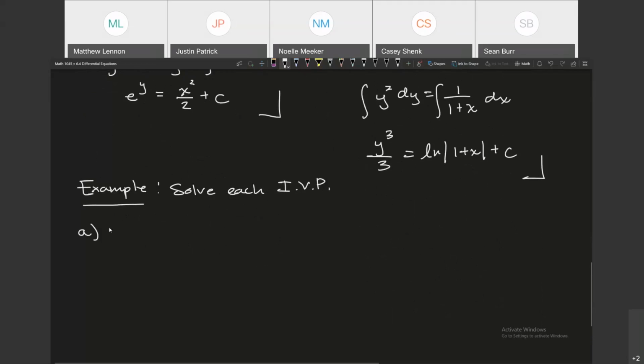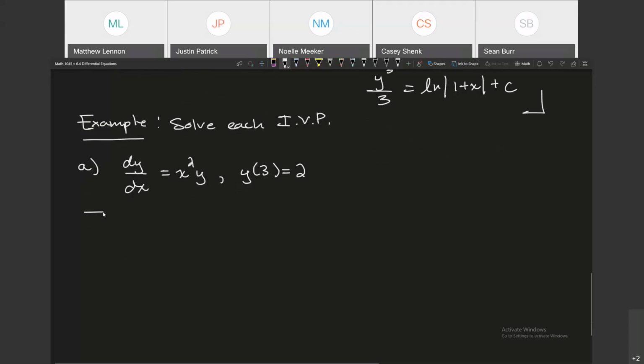So this first one will say we have dy over dx is equal to x squared y, and our initial condition is y of 3 is equal to 2. So again, separate your variables. So divide by y to move that to the left. So we end up with 1 over y times dy, and then just multiply by your dx, and you have x squared times dx. So your variables are separated, and you're able to integrate. Again, usually with these, you're just multiplying or dividing to get the y's to the left and the x's to the right. That's all I'm doing for that first step.